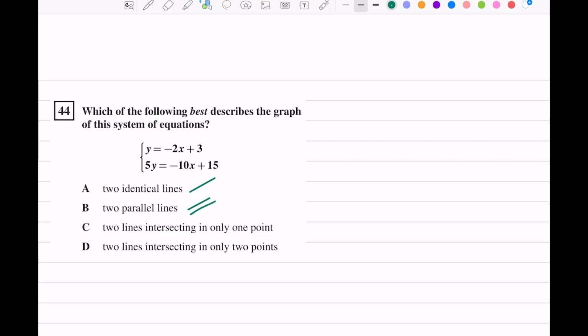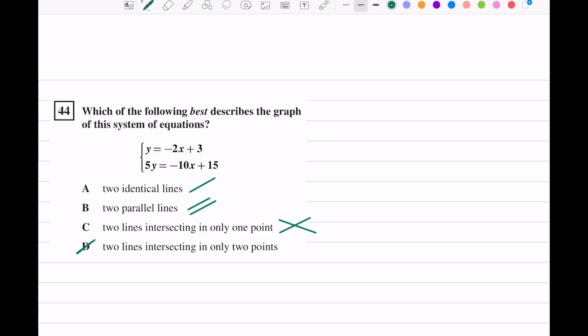So are these two lines the same line? Are they two parallel lines? Do they intersect in 1 point? And option D is actually impossible. You can test this yourself. You can draw 2 lines. There's no way for them to intersect in 2 points. So we can go ahead and cross off D.